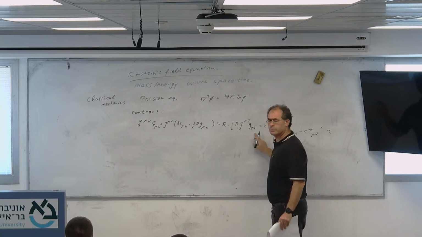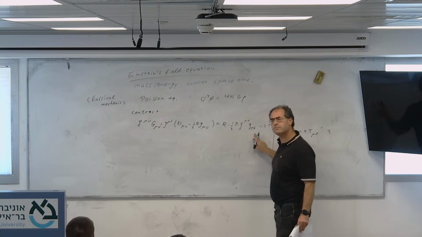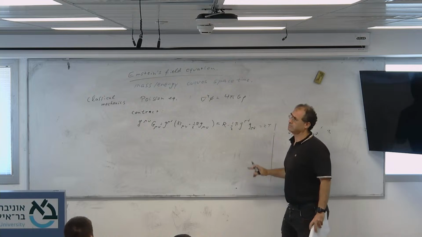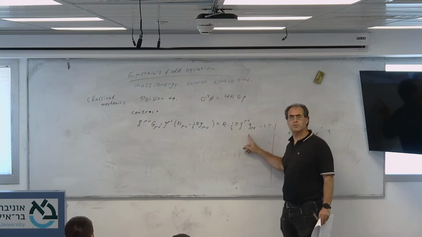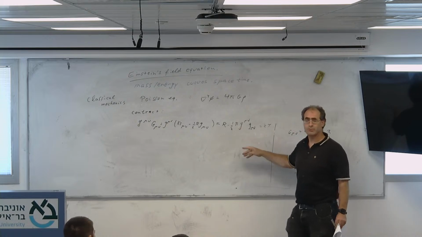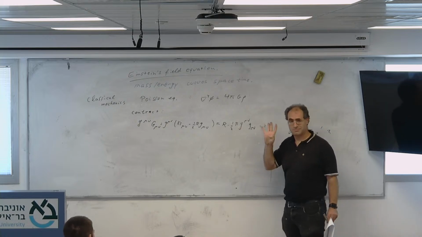What is g mu nu g mu nu? How much? Minus 2. Delta. Wait. Okay. So what is g mu nu g mu nu? 4. 4. Thank you. Yeah.